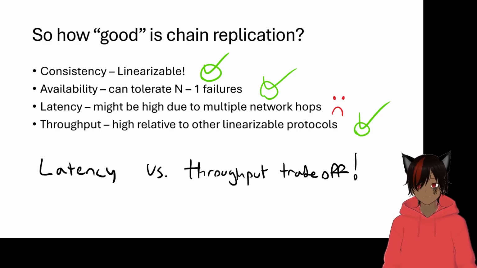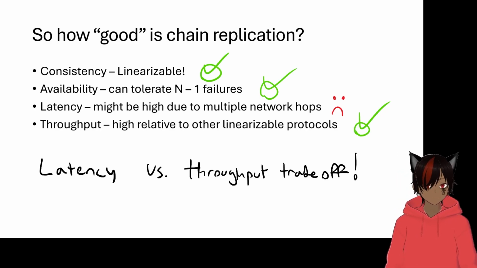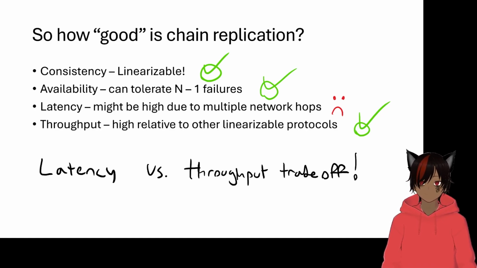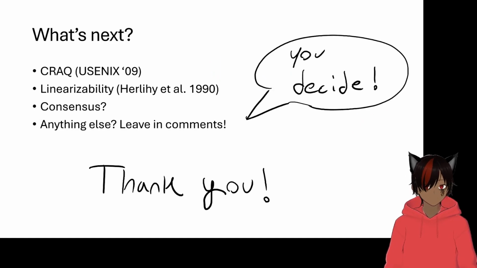We can also see this latency versus throughput trade-off, where if I want low latency, maybe I don't get high throughput, and vice versa. Maybe if I get high throughput, I might not get the lowest latencies that I want. So yeah, I hope this explained chain replication well.